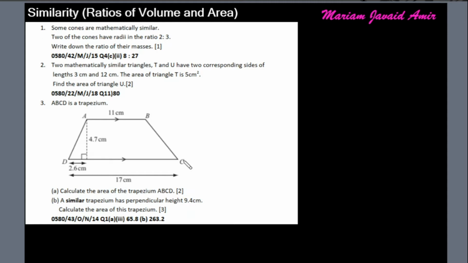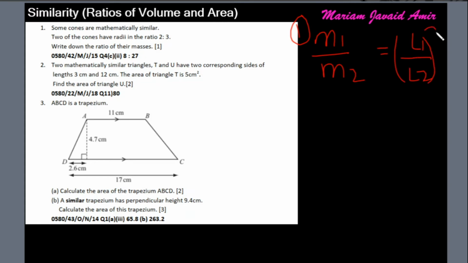Some cones are mathematically similar. Two of the cones have radii in the ratio 2:3. Write down the ratio of their masses. So we know the formula for ratios of the masses, which is m1 over m2 equals L1 over L2 whole cube.